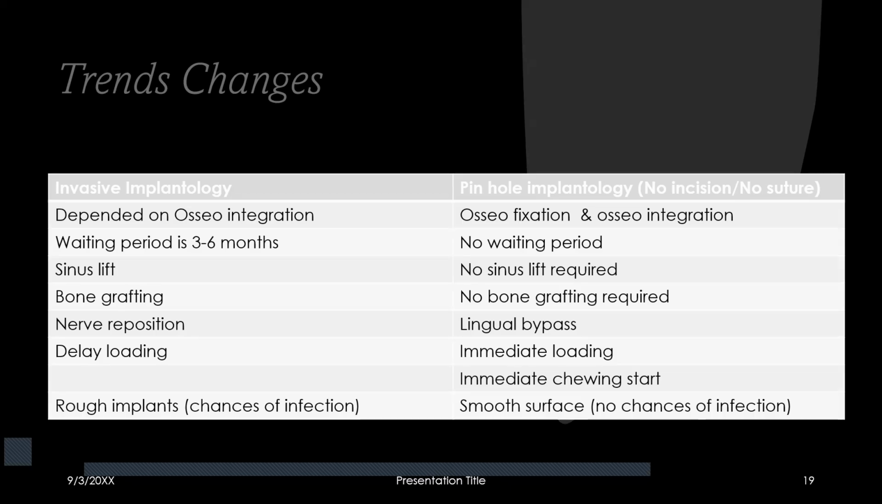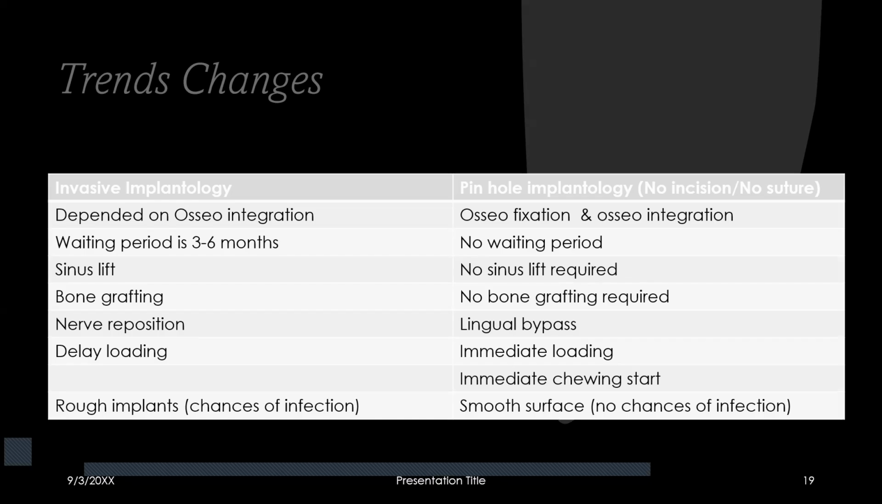The waiting period was 3 to 6 months earlier, but nowadays there is no waiting period. In fact, within 72 hours you can load, and functional loading is possible within 48 hours, 24 hours, or even within 4 hours. You don't have to go for any sinus lift, any bone grafting, and no nerve repositioning is required. And no rough implants are entertained in corticobasal implantology.